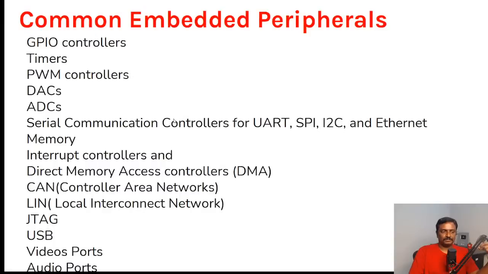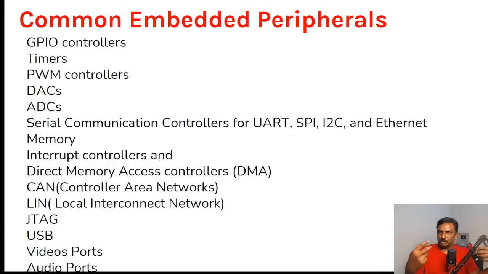So that's one advantage. Coming to the common embedded peripherals, you have GPIO controllers, general purpose input output pins, where you could interface with an LED or sensors. You have timers to count events and calculate time, PWM controllers to generate PWM signals, DACs, digital to analog converters, as well as analog to digital converters, and serial communication controllers like UART, Universal Asynchronous Receiver Transmitter. It's a serial communication. And SPI, serial peripheral interface, I2C, inter-integrated communication, and Ethernet. These are the communication controllers.